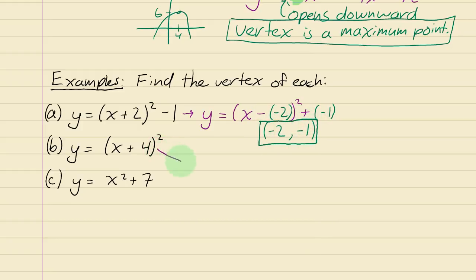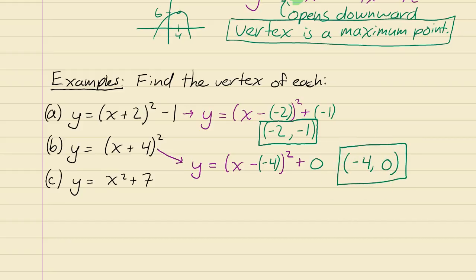So with part B, how could you write this as y equals x minus something squared plus something? Well, the minus thing, just like before, is going to have to be a negative 4, because minus negative 4 is the same as plus 4. And we don't have another number on the outside here, so you could just think of it as plus 0, and that would be fine. So that means the vertex is (-4, 0). And you got that. So let's look at this one now.